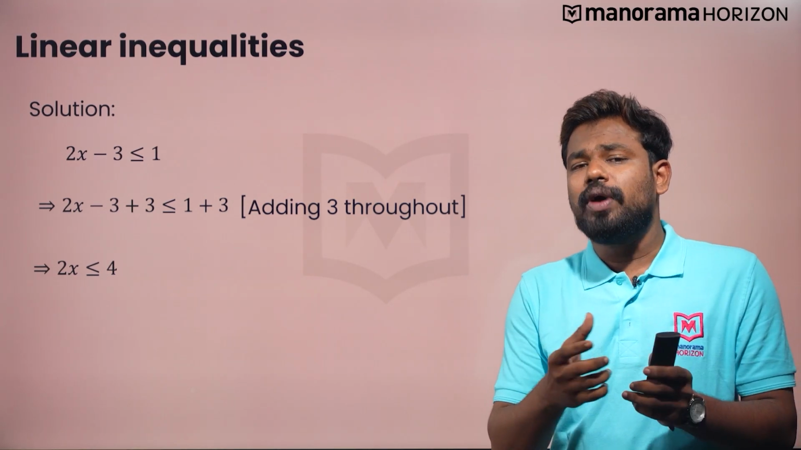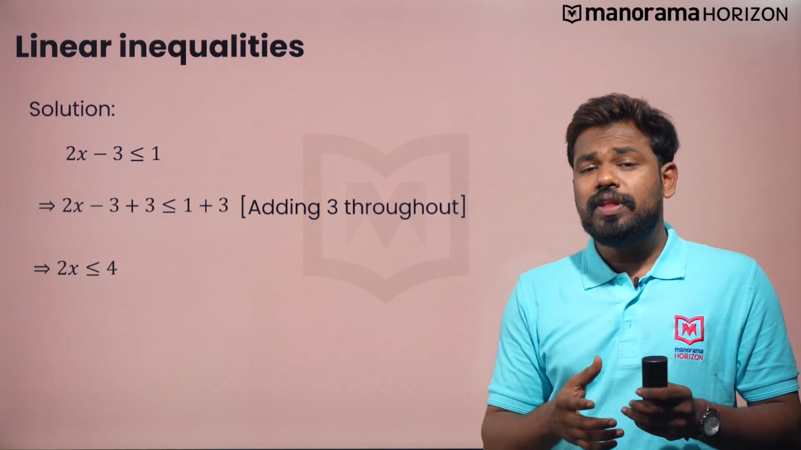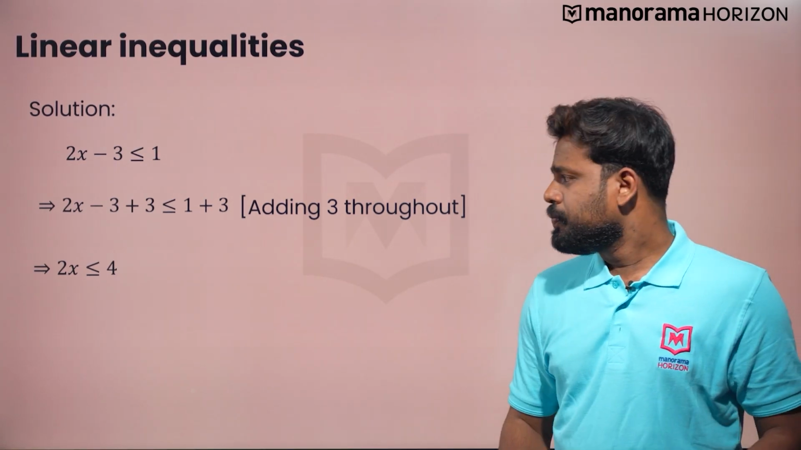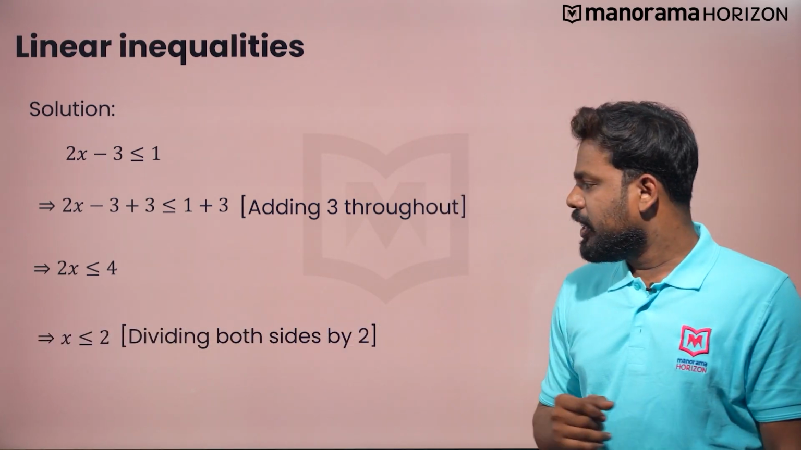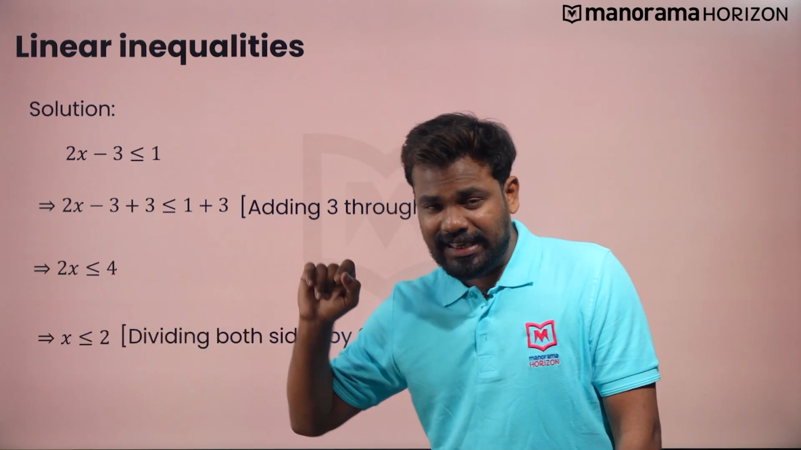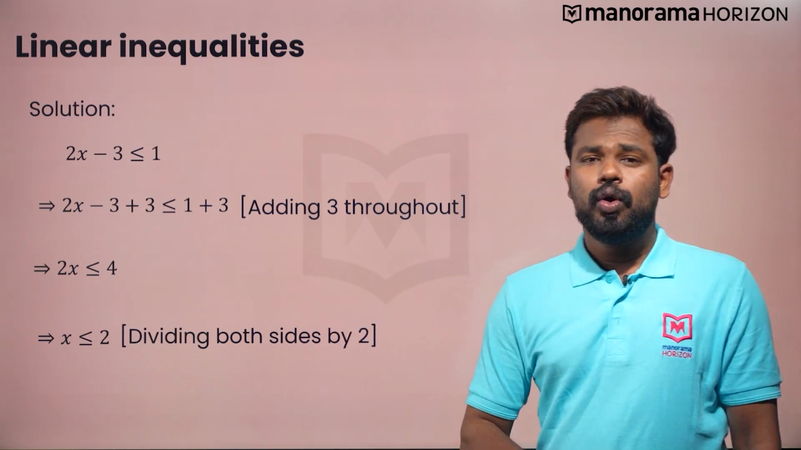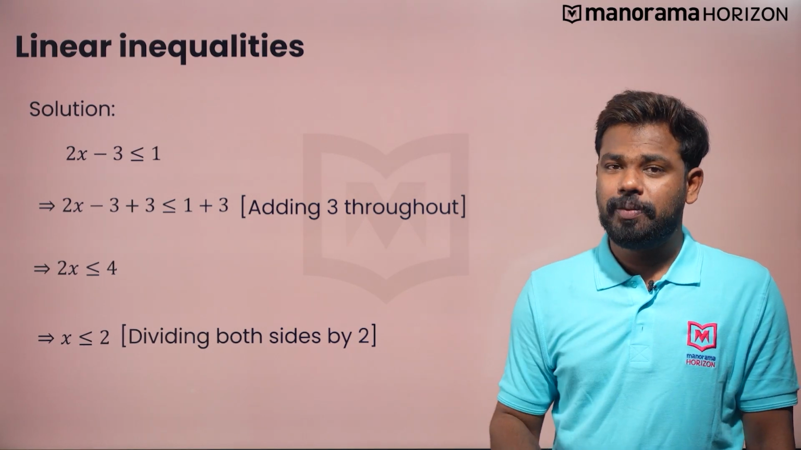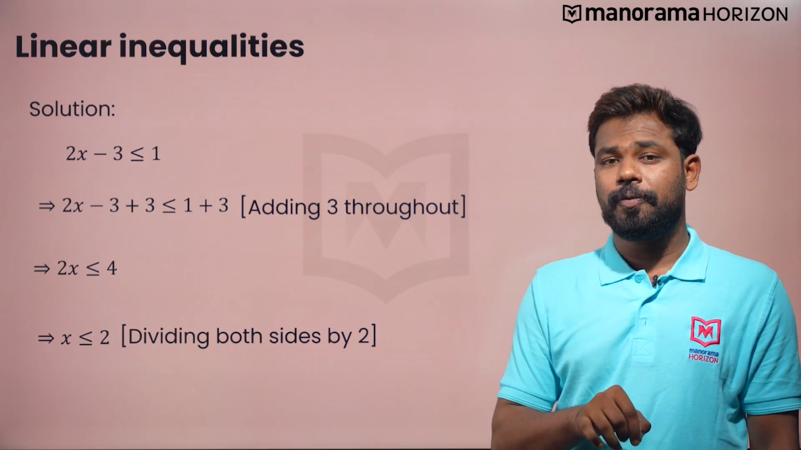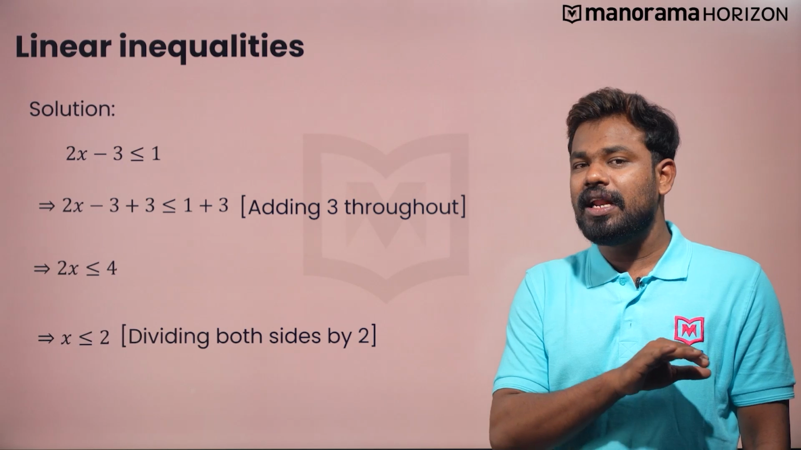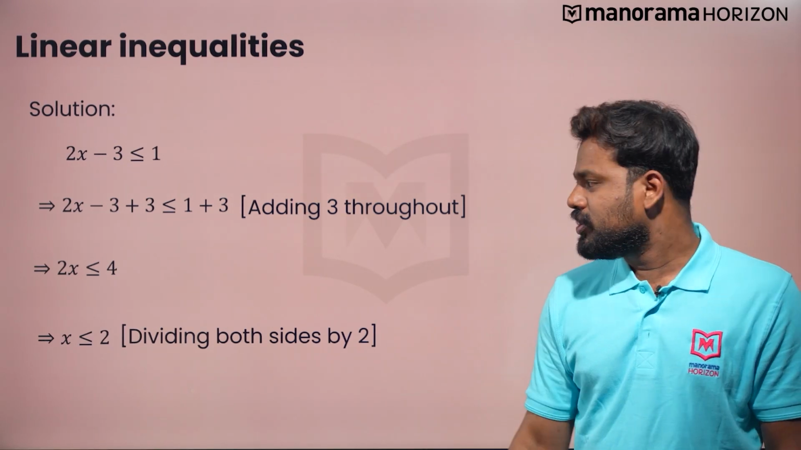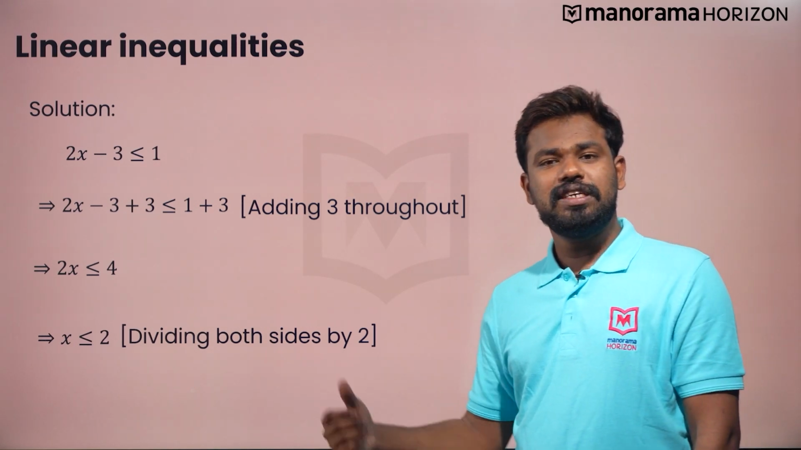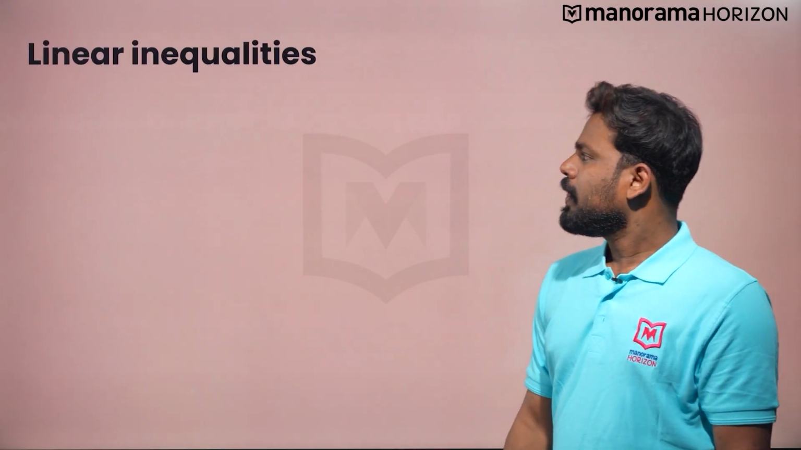So to remove the 2 from the 2x, I need to divide the whole inequation with what? 2. So I'm dividing both sides by 2. 2x will become what? x, and 4 will become 2. But it is still less than or equal to. Does the sign change? Does not change, because I'm dividing by a positive number. So when I'm dividing by a positive number, the inequation sign does not change. So x less than or equal to 2 is the final solution of this linear inequation.